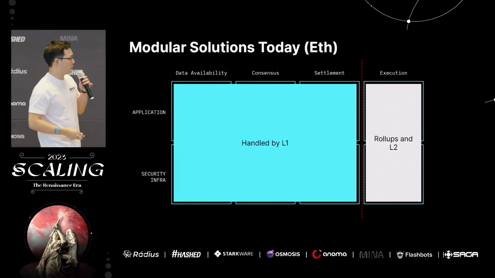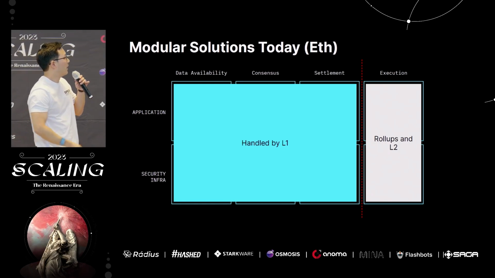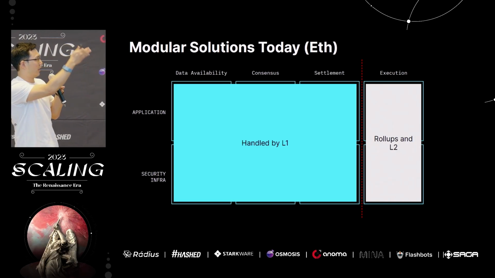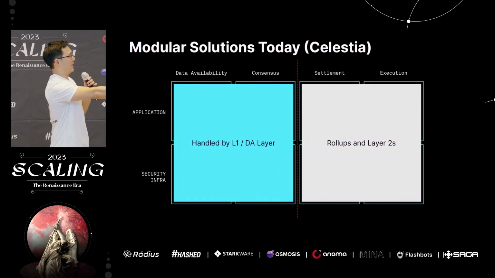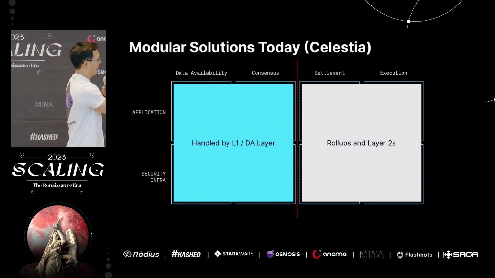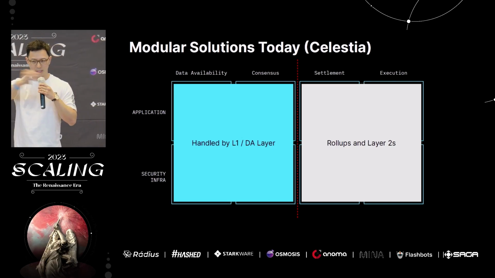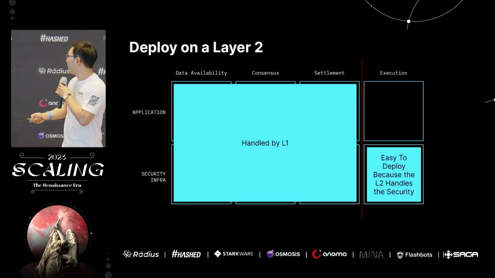So in the modular world, people think about it and you slice it vertically, right? So in the case of ETH, DA, consensus, and settlement is handled by Ethereum, and then rollups and L2s are doing the execution side of it. In Celestia, the slice is slightly different, but it's pretty much the same thing, right? You vertically slice some portion of it, and you have the base layer handle one side of it, and the rollup and the layer two handle the rest of it.